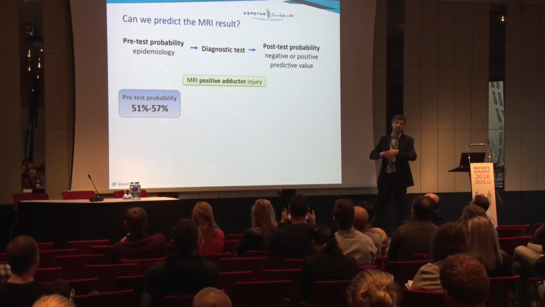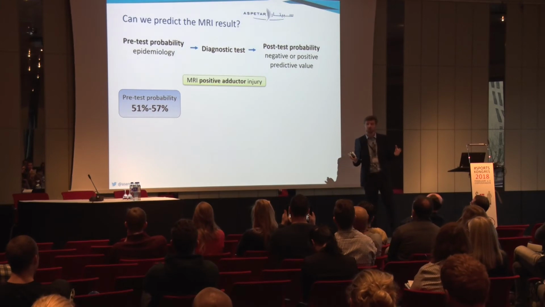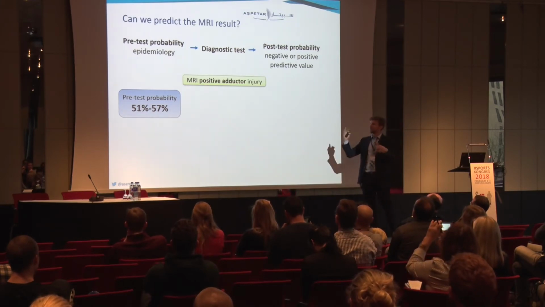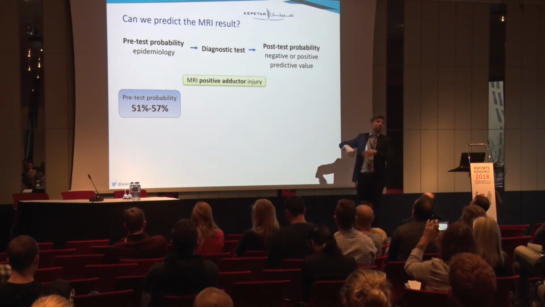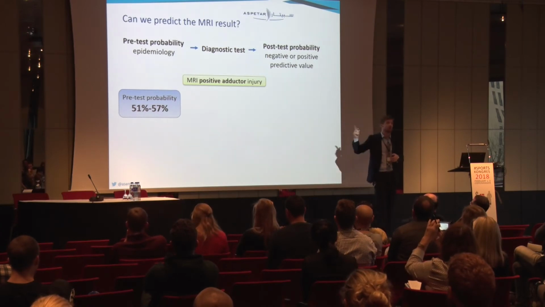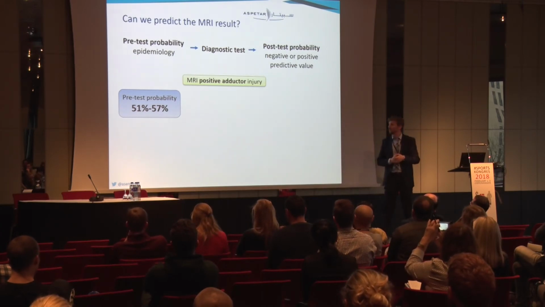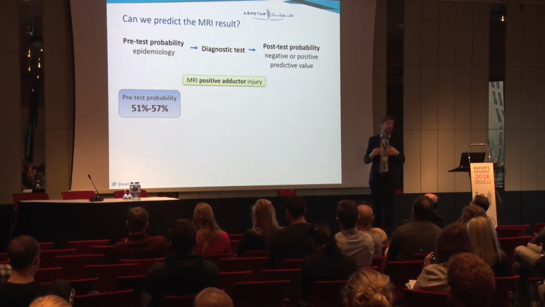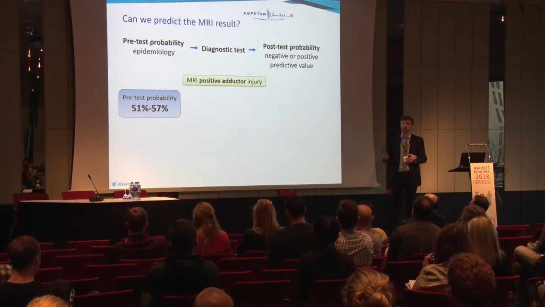Our pre-test probability is based on the actual distribution of the injury, which we saw from our initial overview and from the study sample. When we had a player with an acute groin injury, there was about a 50% chance that the MRI would be positive. So without even seeing the player, you have about a 50% chance of being right if you say there's a positive adductor injury.